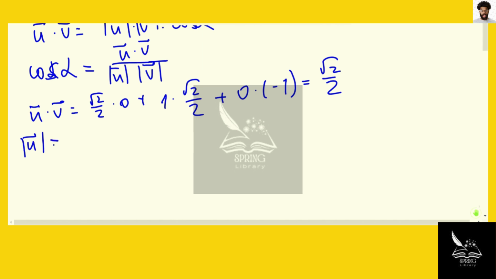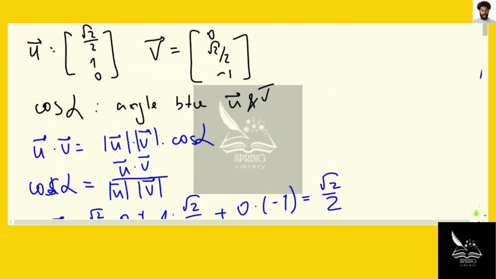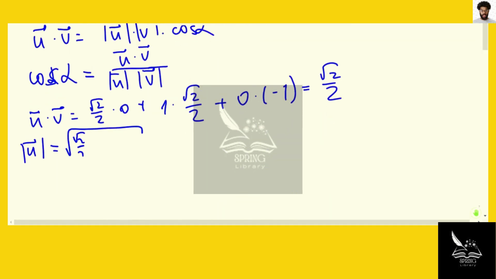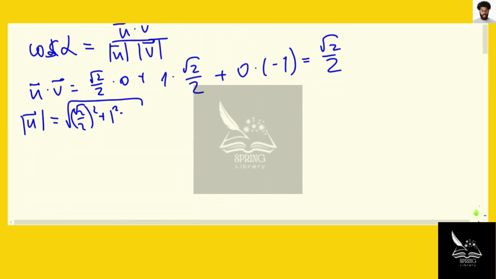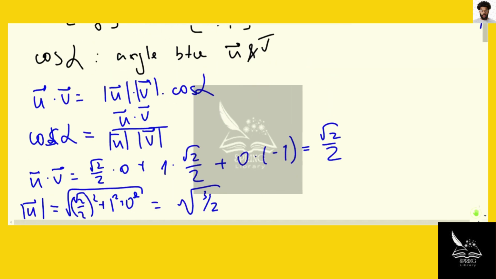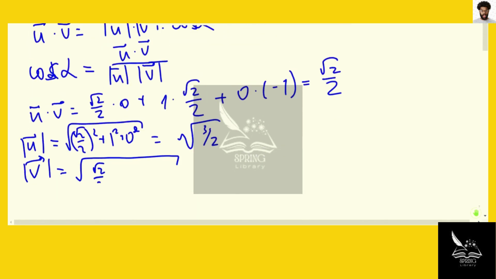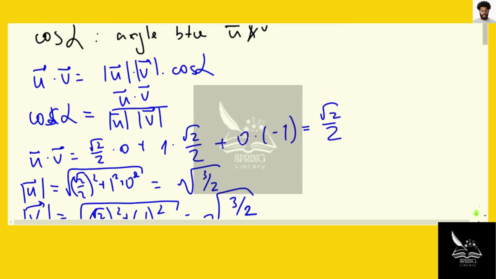So the length of vector u is square root of 2 over 2 squared plus 1 squared plus 0 squared, which is square root of 3 over 2. And the length of vector v is square root of 2 over 2 squared plus minus 1 squared, which is also square root of 3 over 2.